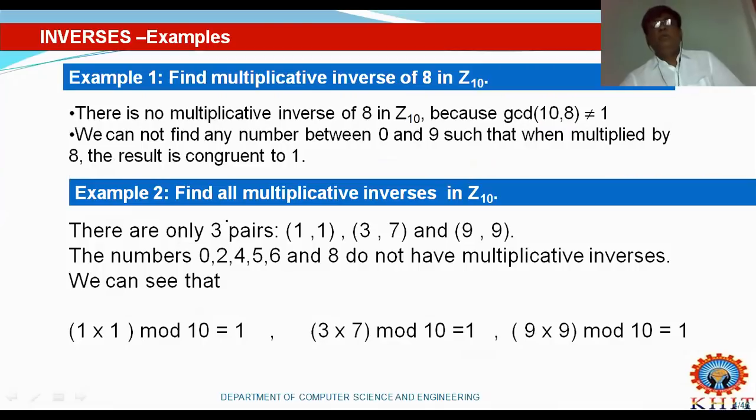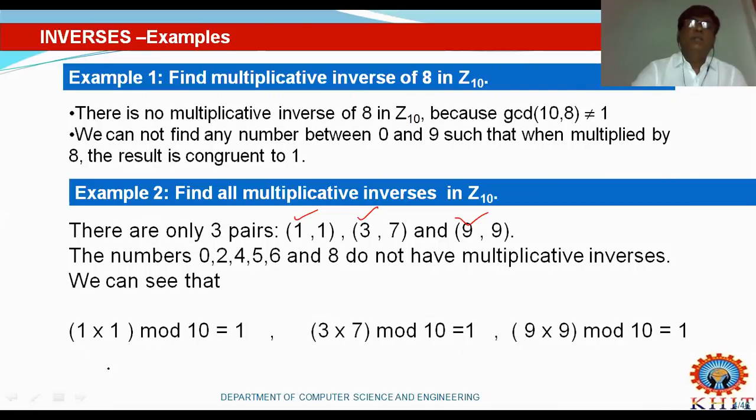And one more example is: find all multiplicative inverses in Z10. Generally, in the case of Z10, that means the numbers 0 to 9, only 3 numbers have multiplicative inverses. They are 1, 3, and 9. Only these 3 have multiplicative inverses in Z10.